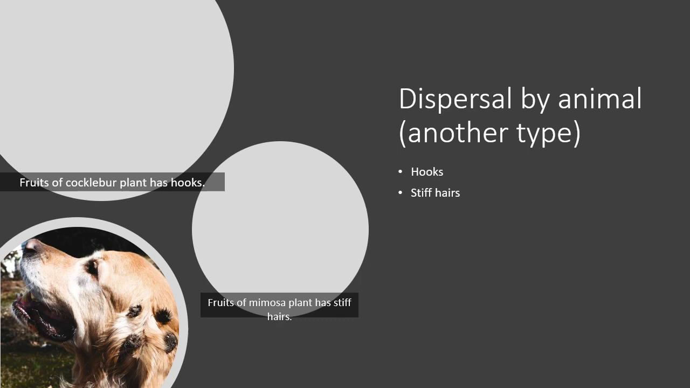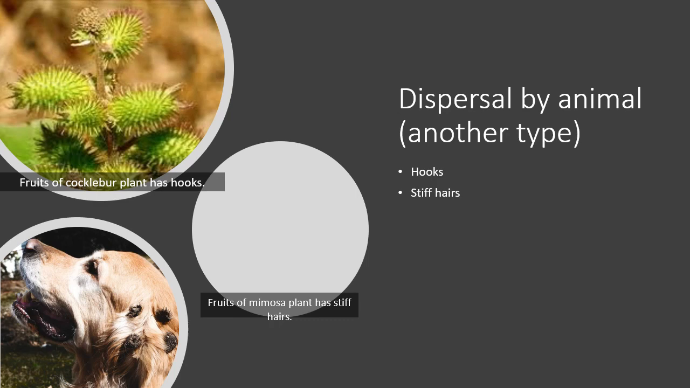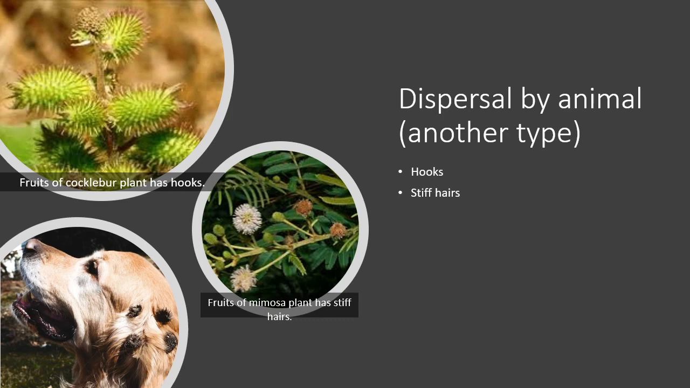The first one is the fruits of cocklebur plant. They have hooks that can attach to the animal's body. And the next one is the fruit of mimosa plant. They have stiff hair. This stiff hair will also enable the seeds to attach to the animal's body, and that's how these animals help the seeds to be dispersed away from the parent plant.